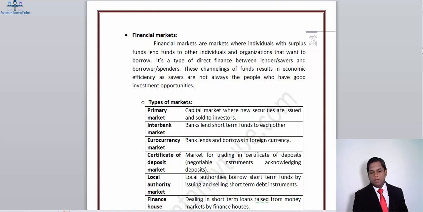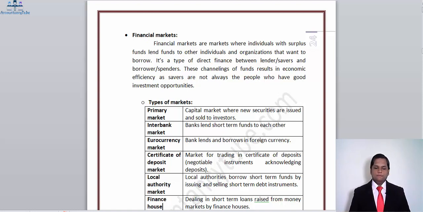Then let's move on to the financial market. Financial markets are markets where individuals with surplus funds lend funds to other individuals and organizations that want to borrow. It's a type of direct finance between lenders, savers, borrowers, or spenders. This channeling of funds results in economic efficiency, as savers are not always the people who have good investment opportunities.